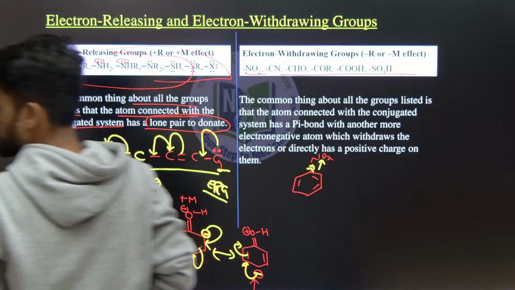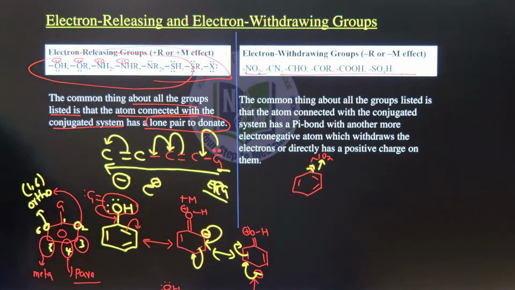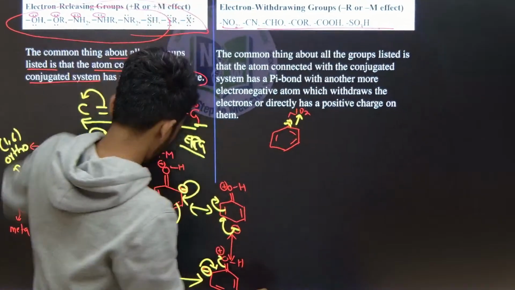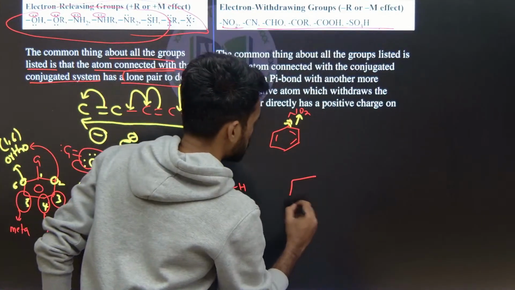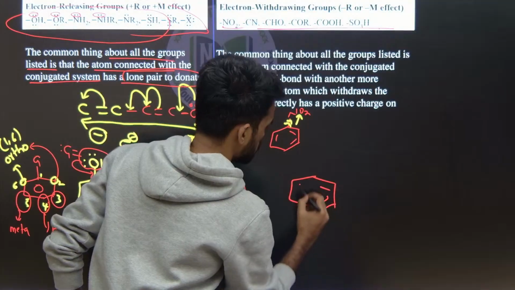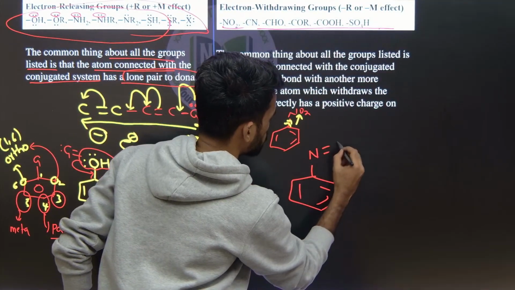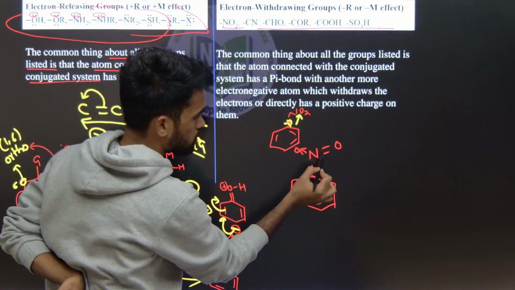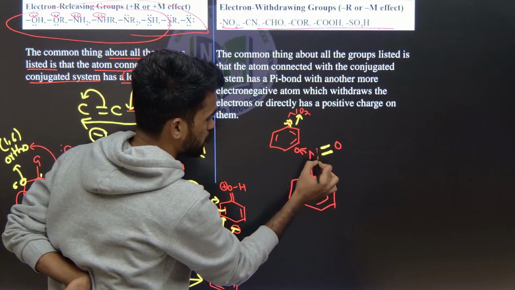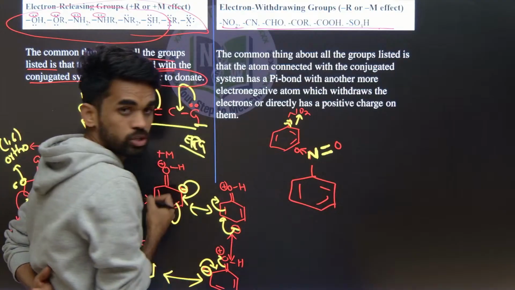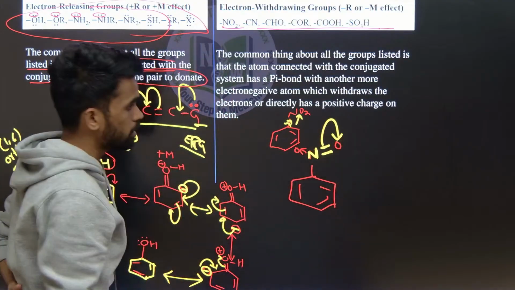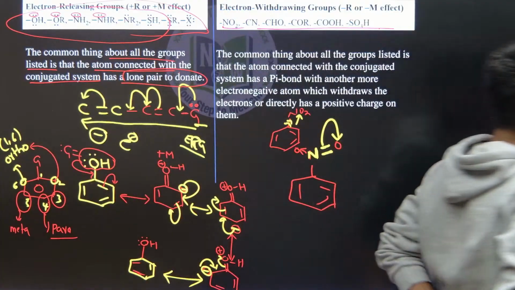Now once again we will see what happens in the case of electron withdrawing groups. Very easy, just observe over here, you will get complete clarity. See, nitro group means you write the structure properly like this. See the pi electrons of this nitrogen-oxygen bond, which is more electronegative towards oxygen, right? It will take the pi electrons.